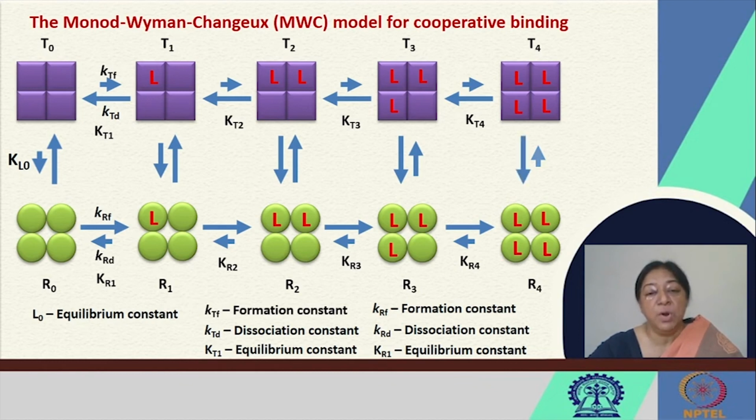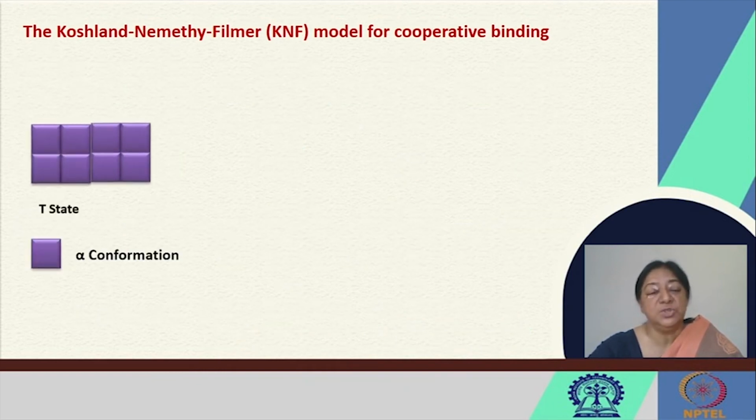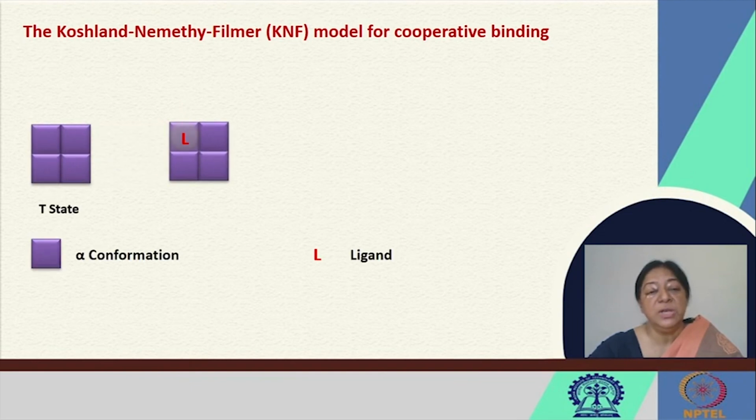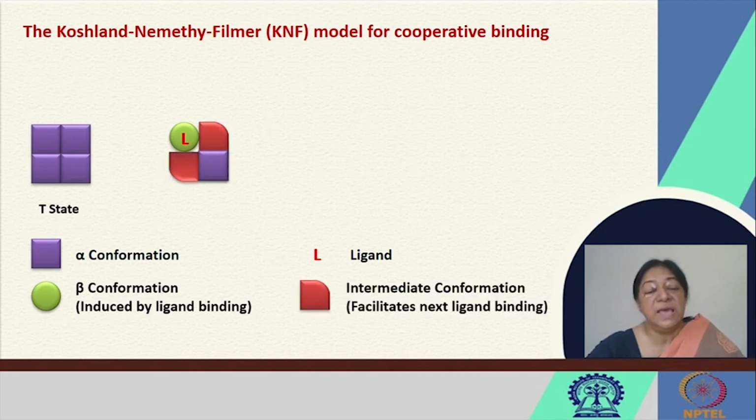In the other model that is considered, the KNF model, the Koshland-Nemethy-Filmer model for cooperative binding, here also we have a similar situation where we have an alpha conformation that is associated with the ligand binding and the beta conformation that is induced in the alpha conformation for each of the subunits on ligand binding, and there is an intermediate conformation for the other ones that are close to where the ligand has bound, that facilitates the next ligand binding in this model of cooperativity.